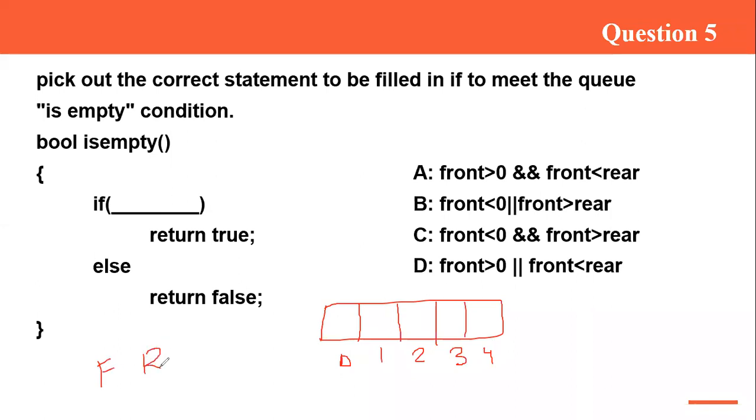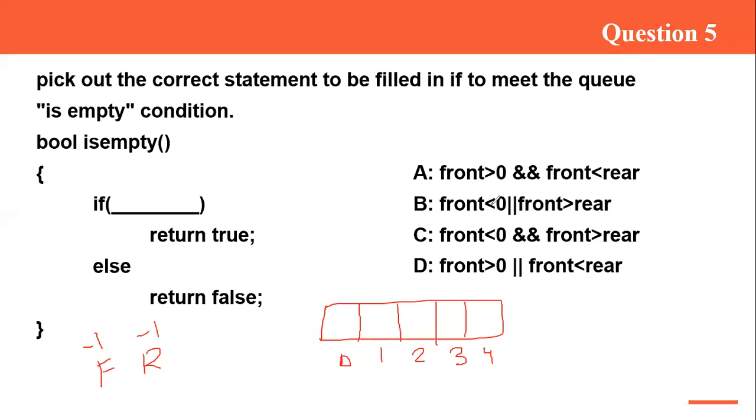Initial values of front and rear, -1. Exactly. Both of them, we consider as -1. Now, front is -1, rear is -1. That means we didn't insert any element at all. We didn't start insertion at all. That means the queue is empty. Am I right? Okay.